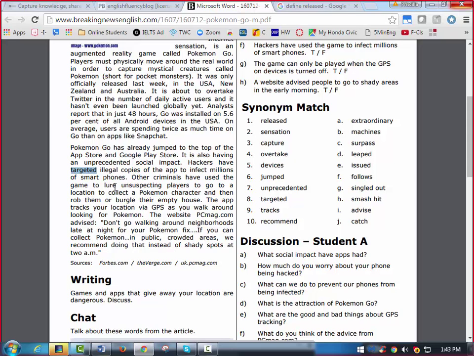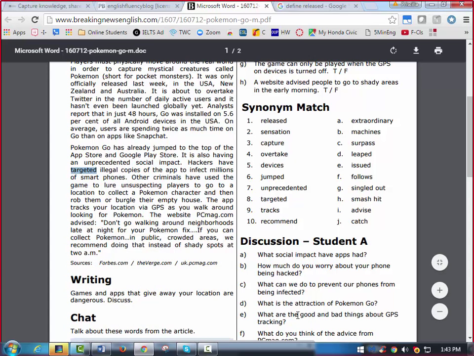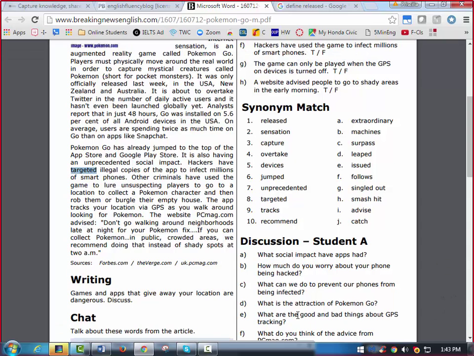Other criminals have used the game to lure unsuspecting players to go to locations or collect Pokemon characters and then rob them or burgle their empty house. The application tracks your location via GPS as you walk around looking for Pokemon. The website pcmag.com advised, don't go walking around neighborhoods late at night for your Pokemon. You can collect Pokemon in public. Experts recommend doing that instead of shady spots at 2 a.m.